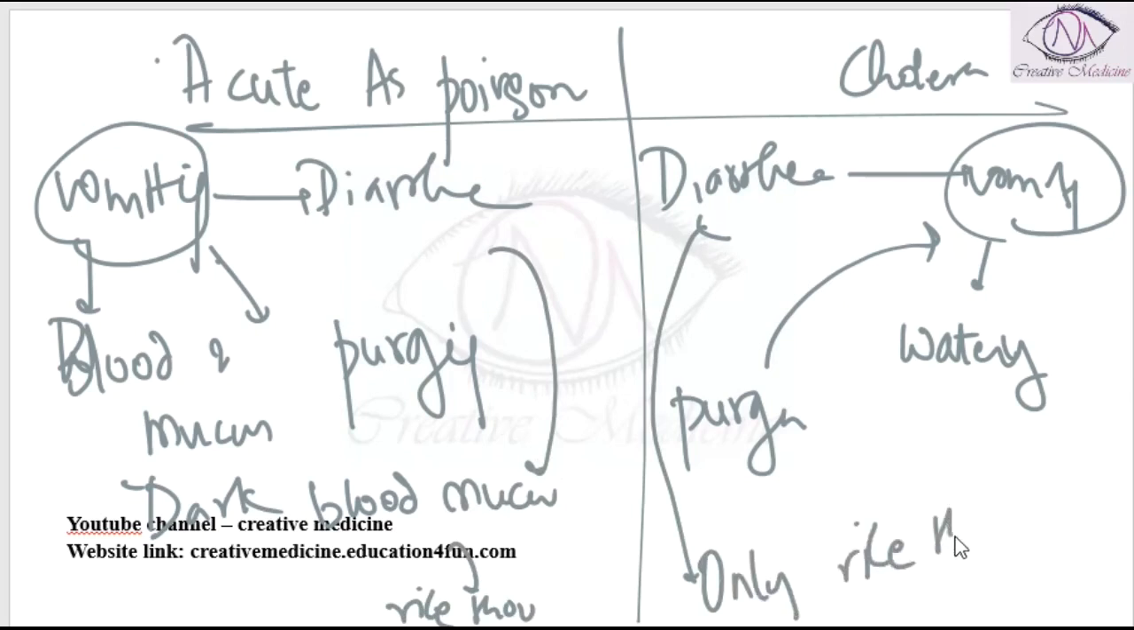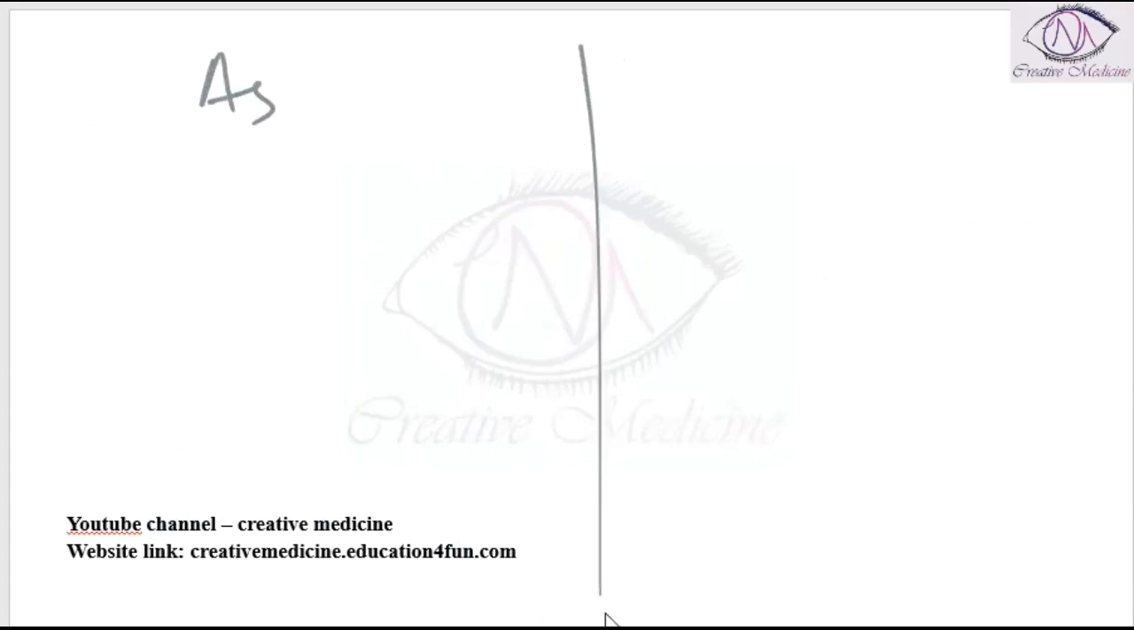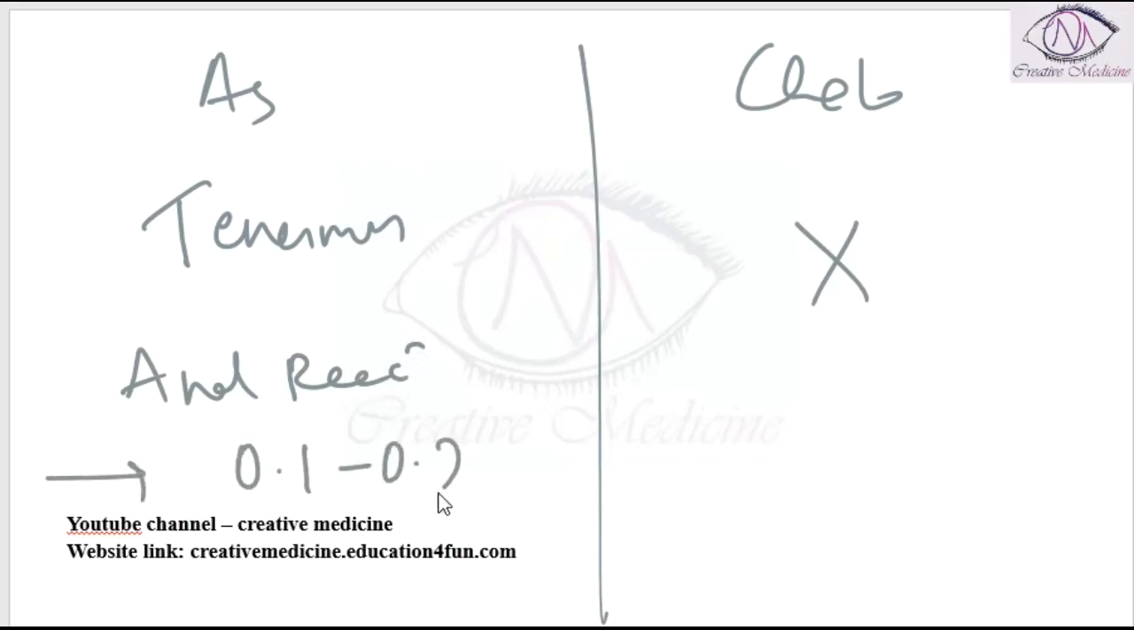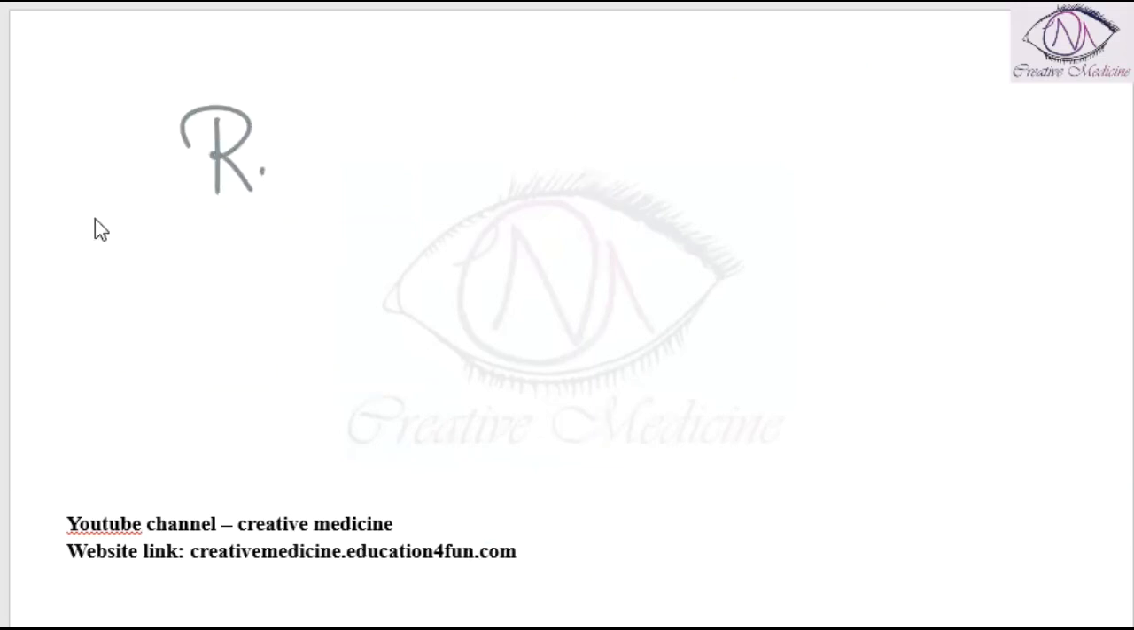In acute arsenic, you will see the presence of tenesmus and anal irritation. In cholera, there is no such reaction. In acute arsenic, the fatal dose of arsenic trioxide is 0.1 to 0.2 grams. Treatment. Differences.